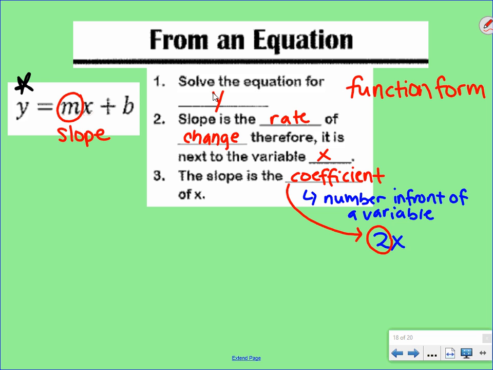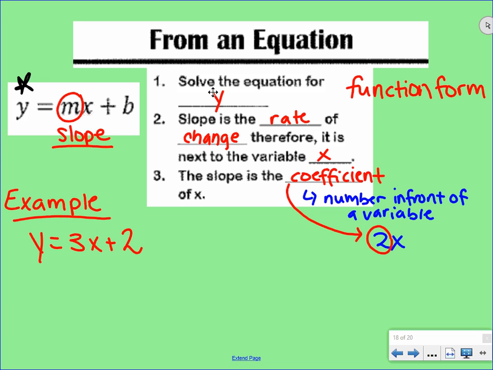So whatever number we would put there for m is going to be your slope. So for our first example, if I gave you the equation y equals 3x plus 2, what would the slope be? Circle that on your piece of paper. Should have circled 3. 3 is your slope. It's the number next to x.